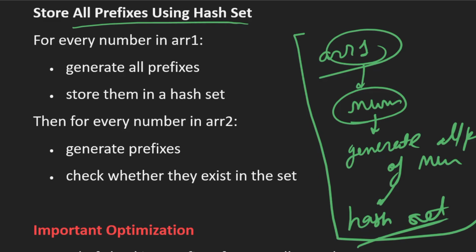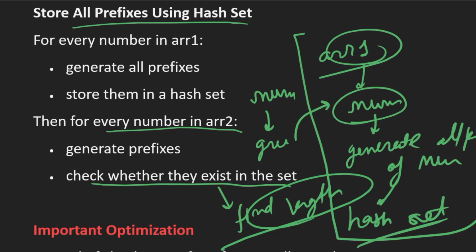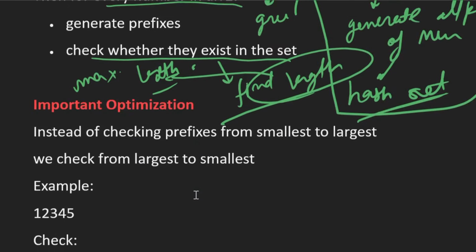And now next, we iterate over array 2, take a number, then generate the prefixes of that number and check whether that prefix is present in the hash set or not. If it exists in the hash set, then we find the length, and then we take the maximum length of the prefix that is present in the hash set. So this is our basic idea.